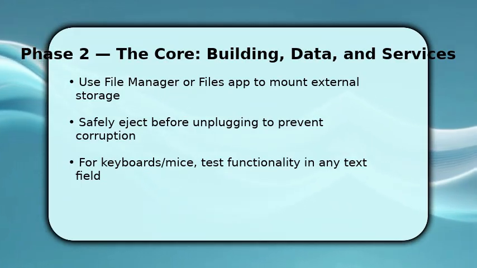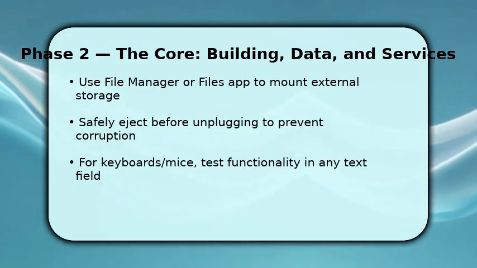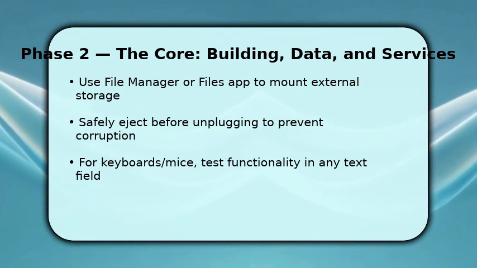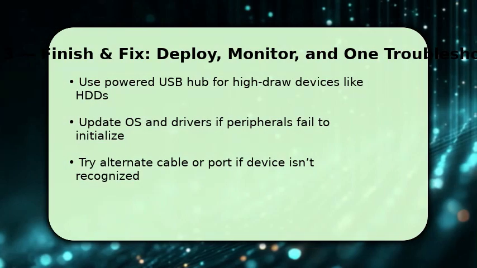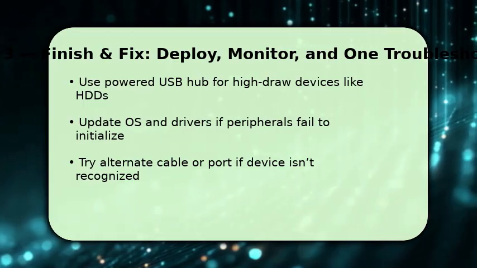If transfers stall, copy smaller batches and monitor transfer speeds. When done, use the unmount or eject option inside the app. To finish, understand power limits. If a peripheral draws significant current, connect via a powered USB hub so your device isn't overloaded.